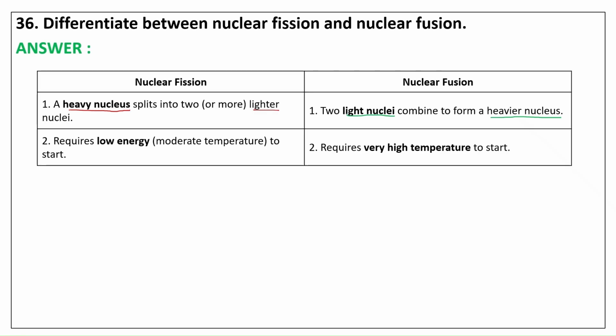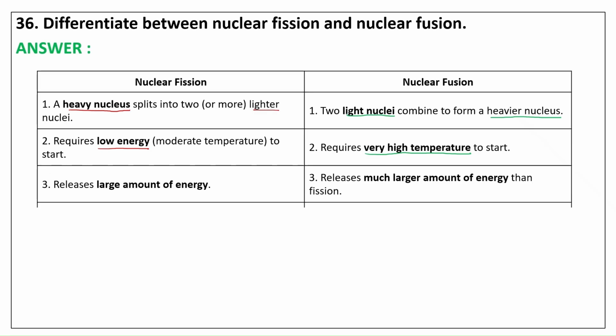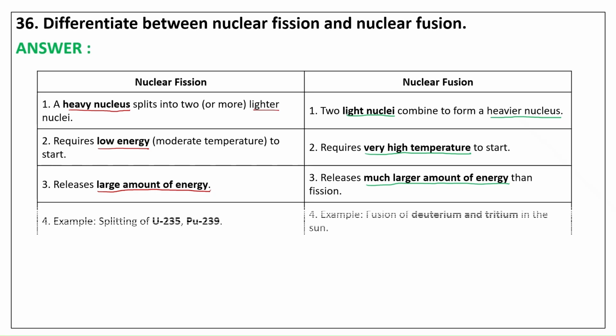2. Nuclear fission requires low energy, that is moderate temperature, to start. Nuclear fusion requires very high temperature to start. 3. Nuclear fission releases a large amount of energy. Nuclear fusion releases a much larger amount of energy than fission.